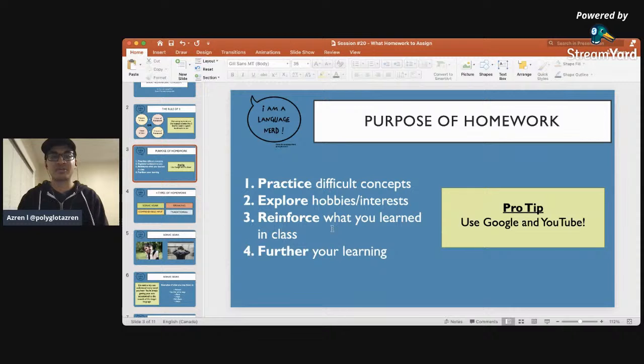So there's 4 different types of homework, or 4 different purposes rather of homework. Often I find people do 1 or 2 of the 4 more than the others. And I think it's important to do a little bit of all 4. Yeah, let's move on from there.